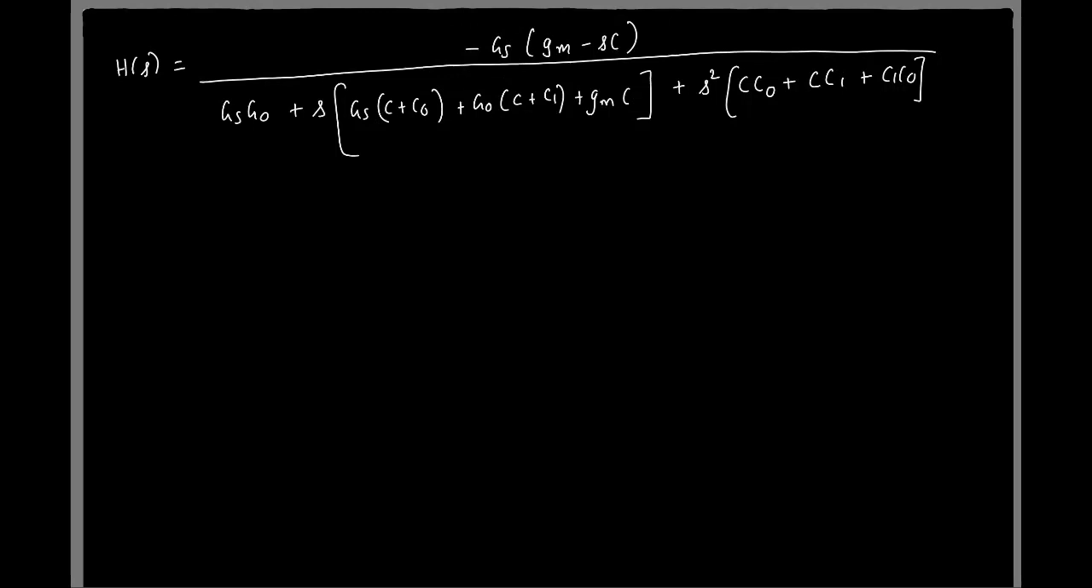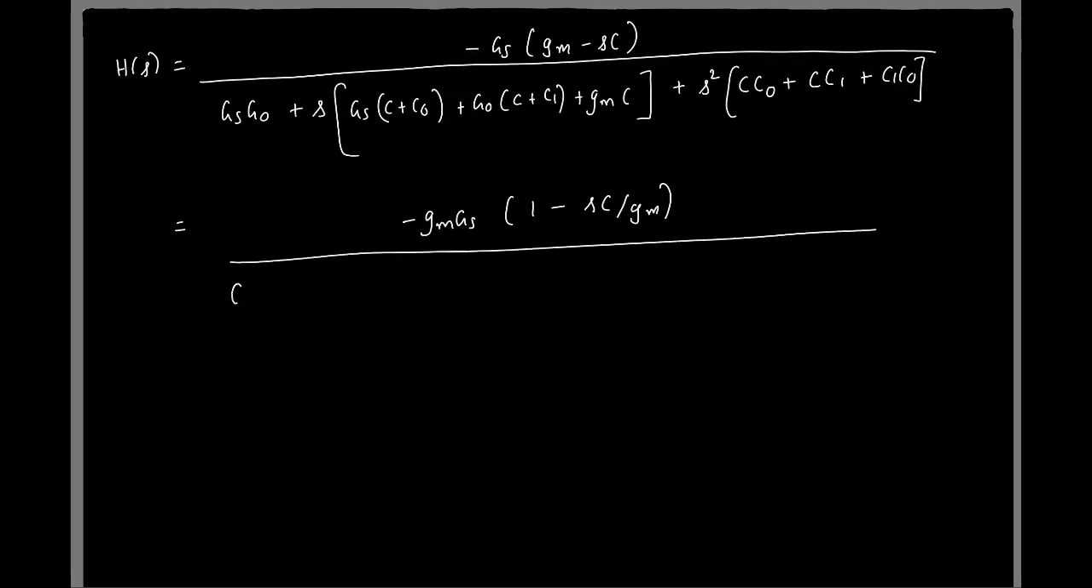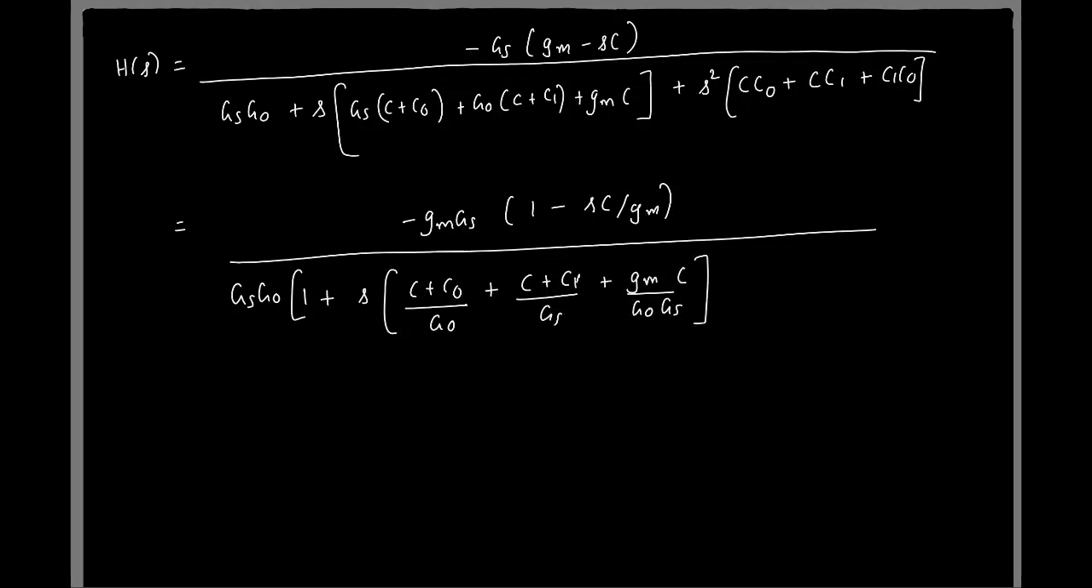So let me write it in the standard form. I'll take the DC term out and then write as 1 plus S by something over 1 plus S by something. So the numerator, I'll take GM out. So I'll have minus GM GS. Okay. The denominator, I'll take all the constant terms out. So we'll have GS G naught times 1 plus S into, I'll have C plus C naught by G naught, C plus C1 by GS, plus GM by G naught GS times C, okay, plus S square times C C naught, C C1.